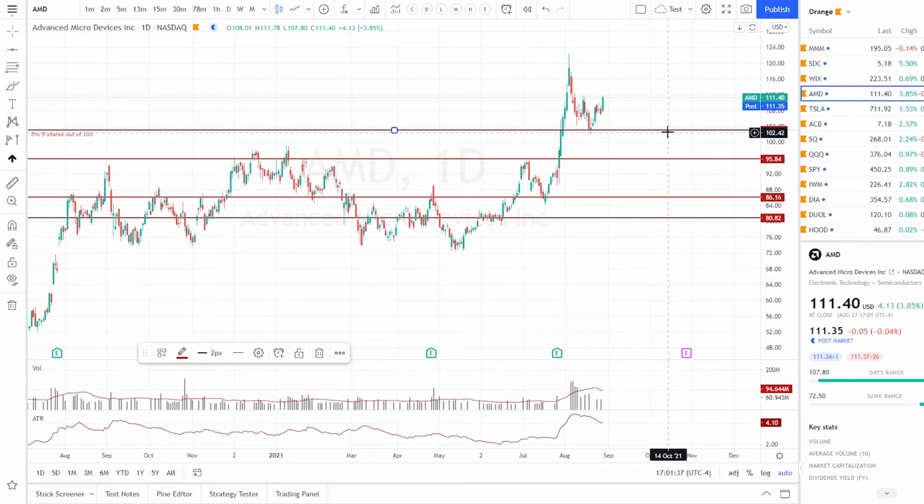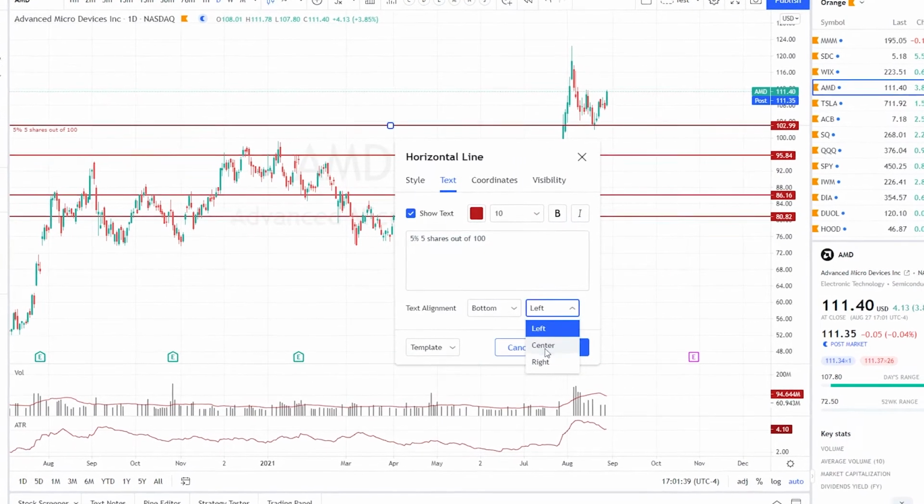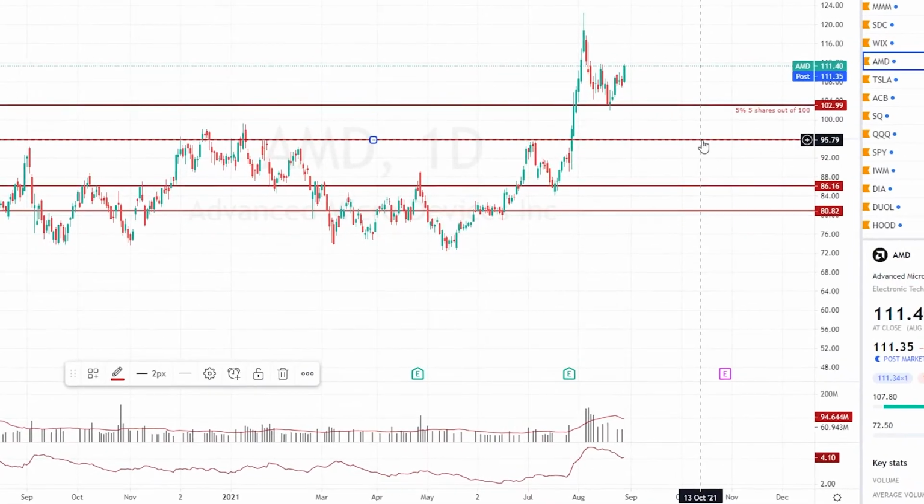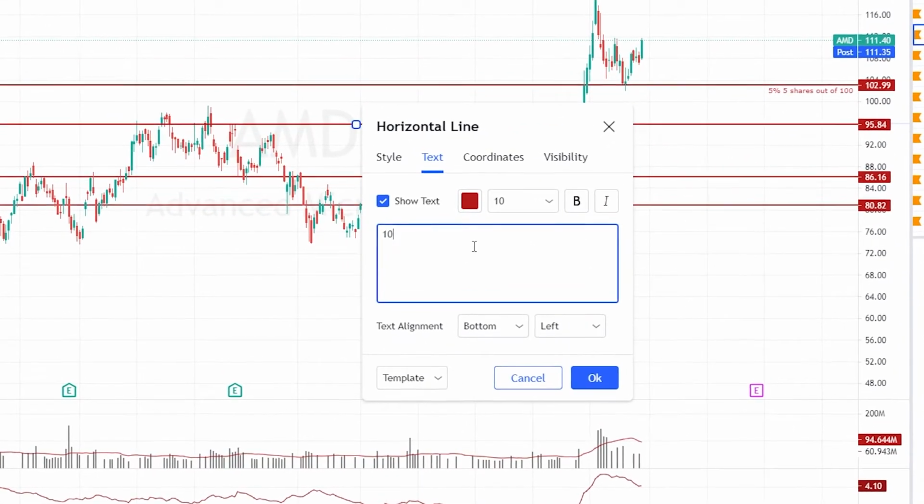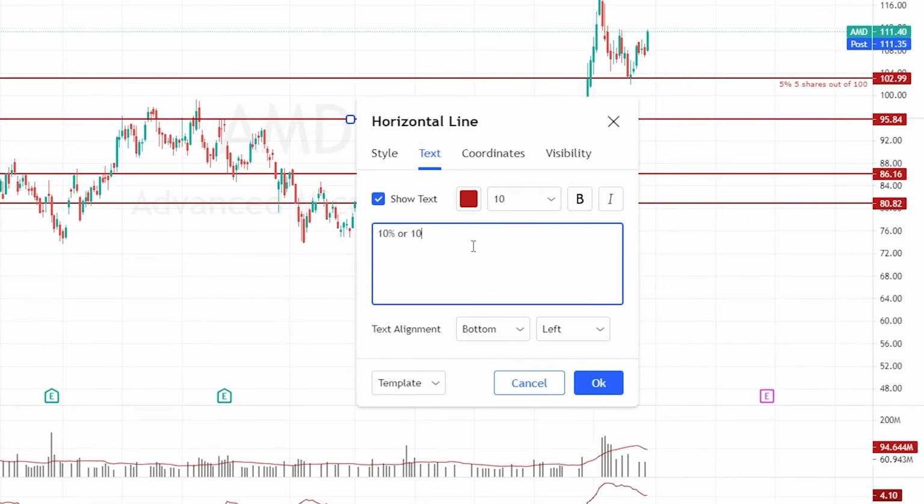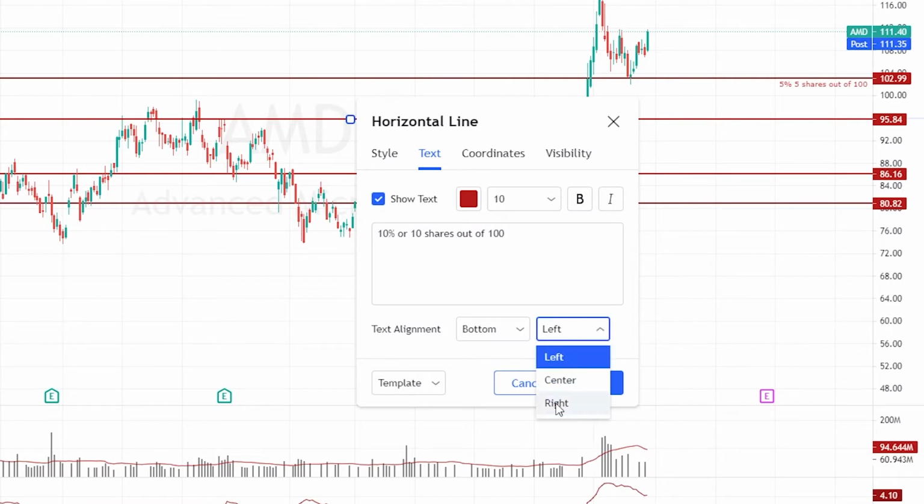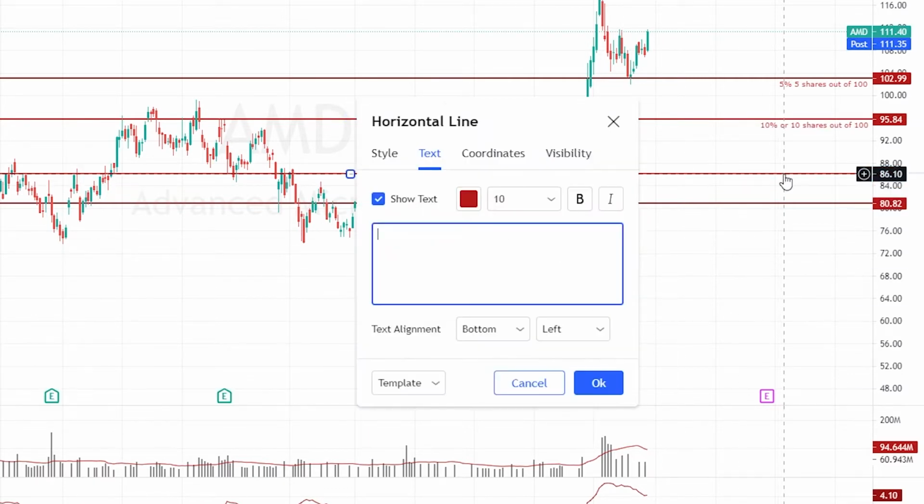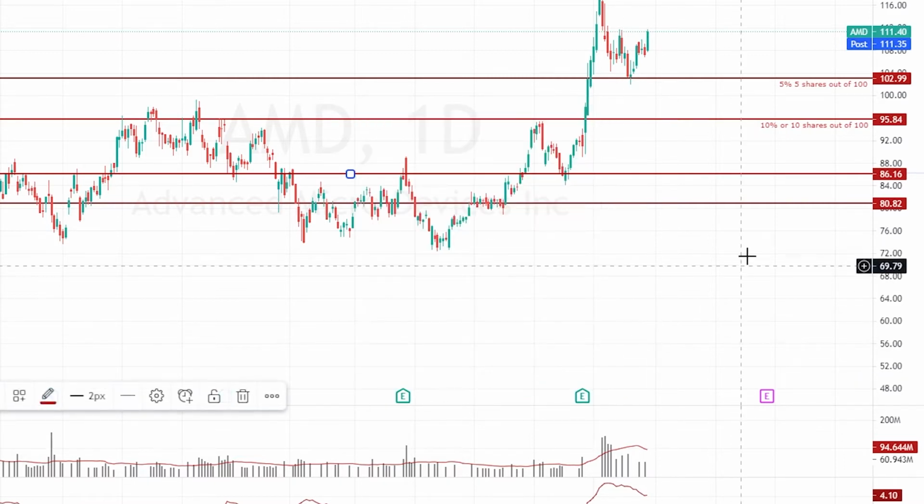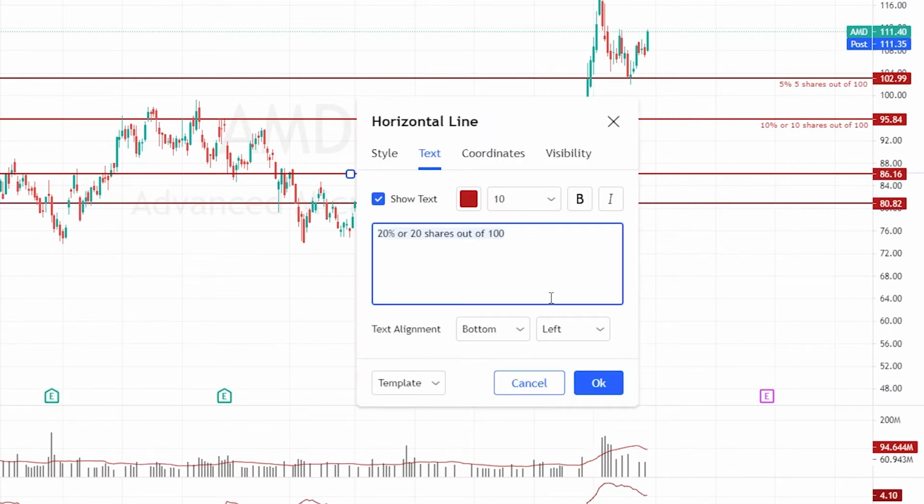The second leg, and let me just change that to the right so you can see it. The second leg, I would be getting 10%, or 10 shares out of 100. And the third leg, I would be getting 20%, or 20 shares out of 100. And then my last leg, let me just move that to the right.